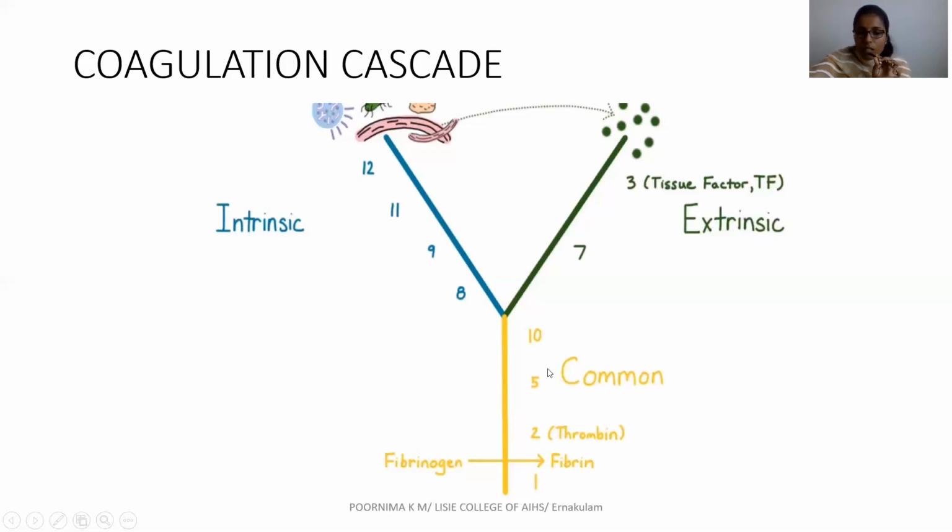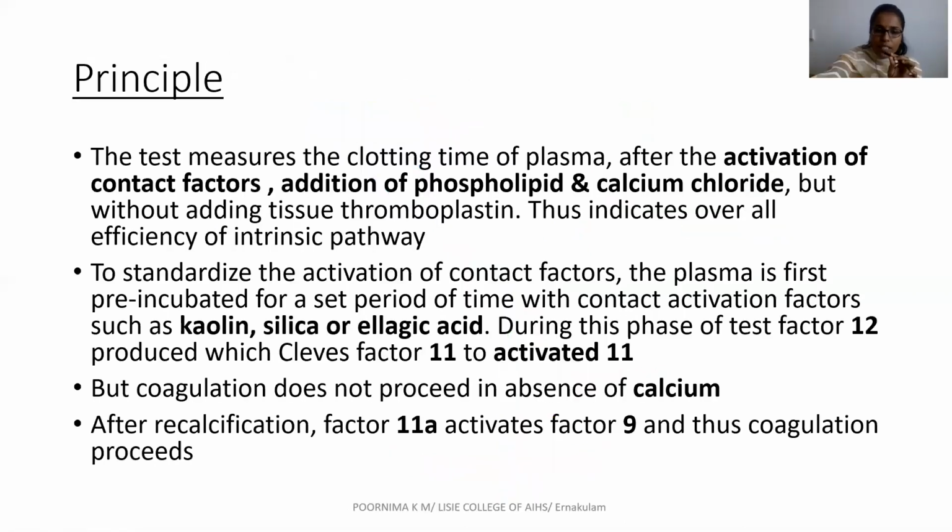Okay. So let's discuss about the principle of activated partial thromboplastin time. So principle of the test is that the test measures clotting time of plasma after the activation of contact factors, addition of phospholipid and calcium chloride, but without adding tissue thromboplastin. So thus indicates overall efficiencies of the intrinsic pathway. So to standardize the activation of contact factors, plasma is pre-incubated for a set period of time with the contact activation factors such as kaolin, silica or ellagic acid.